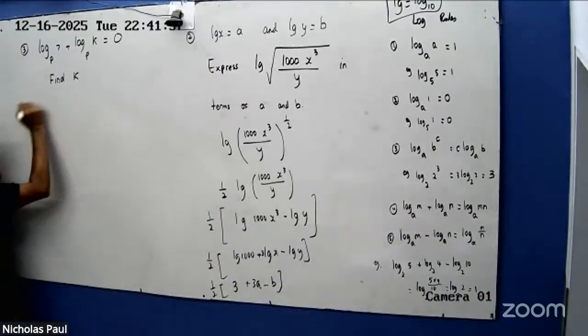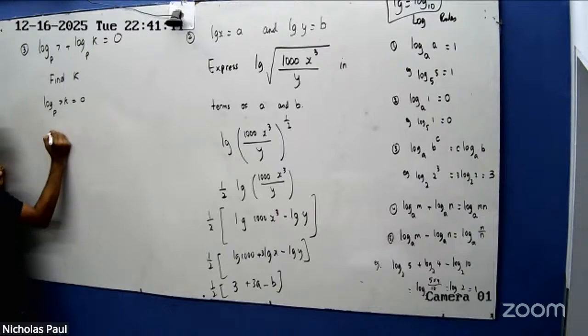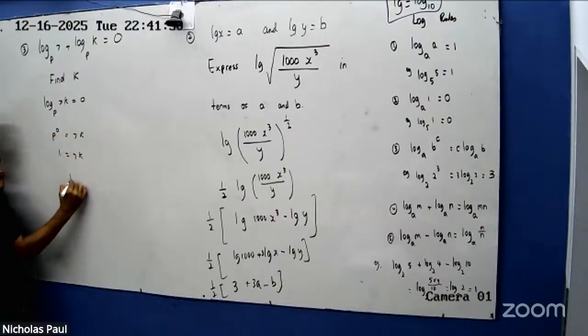Right, so what do we do? First thing we can do is apply the log rules. I'll get 7k is equal to 0. Then we can convert: p to the 0 is 7k. Anything to the power of 0 is 1. So that means k is 1 over 7. That was a little too easy.